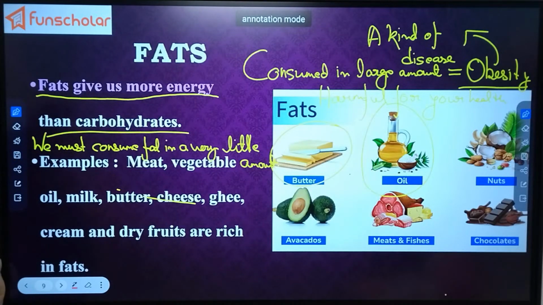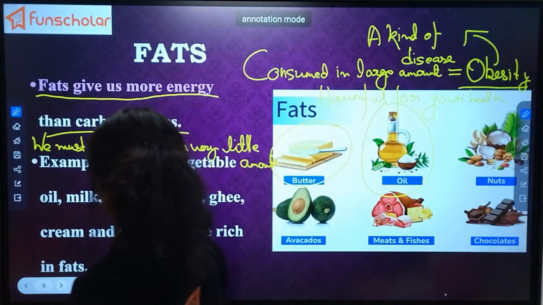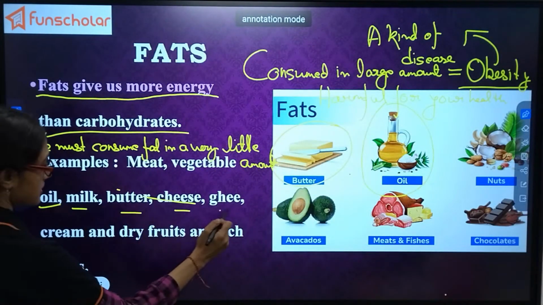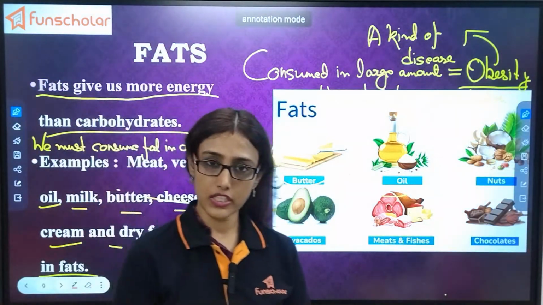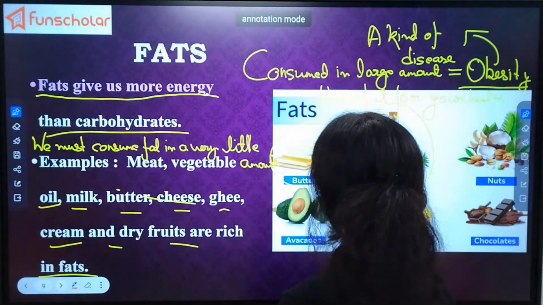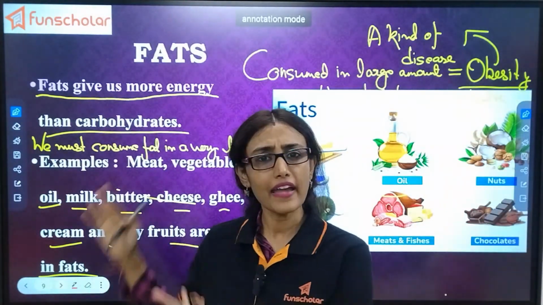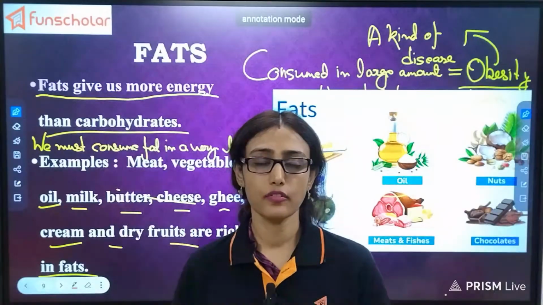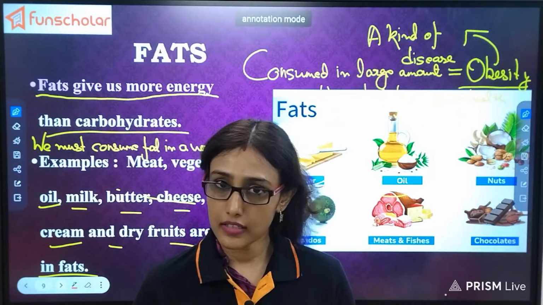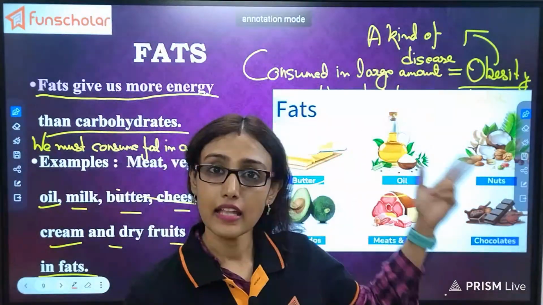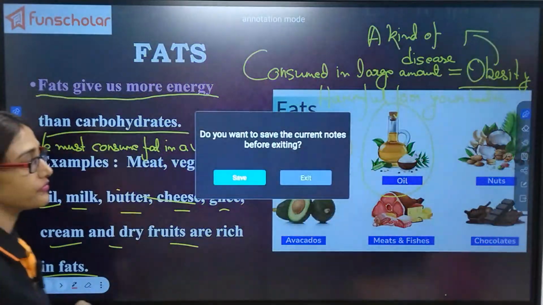Okay. Now fats are found in what? Butter, oil, nuts, chocolates, meat, avocado. See, oil, milk, butter, cheese, ghee, cream, etc. Dry fruits are rich in fats. Then the question may come in your head, if fats are harmful, ma'am, and carbohydrate gives us energy, then why are you teaching us fat? We could have taken only carbohydrate and protein. The question is given in the next slide. I will tell you the answer why we need to consume fat also.